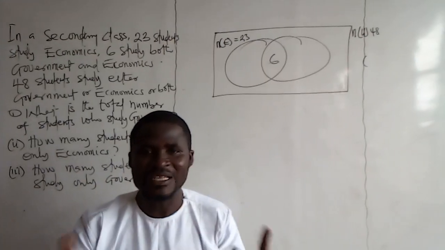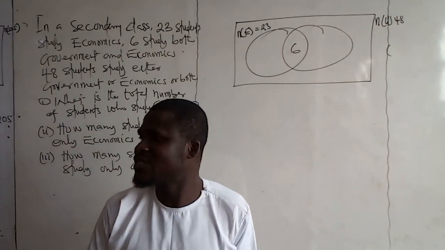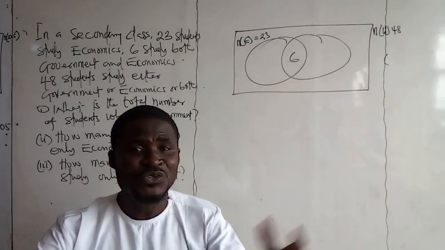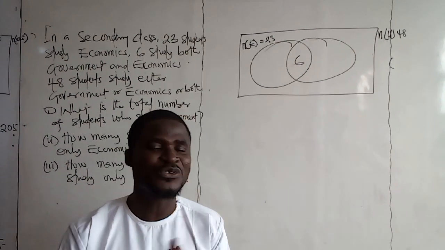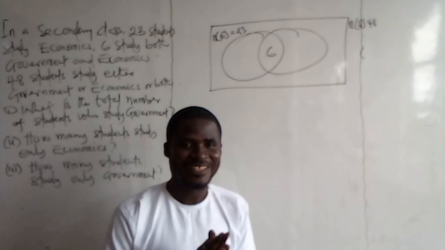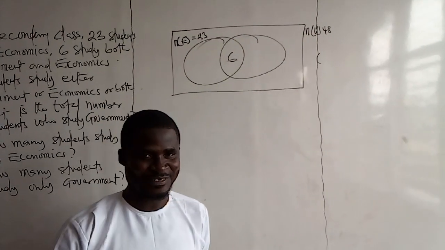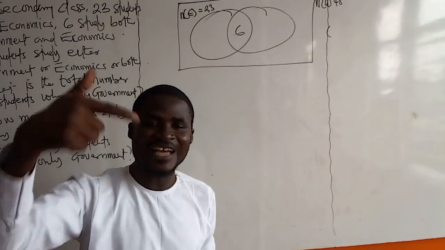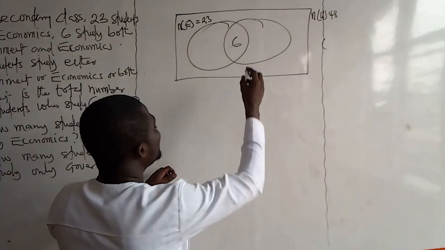They didn't give you government. So do you know those who study government? No. You don't know those who study government. So what are you going to do? Good. You are going to use X to represent it. You are going to use X to represent those who study government. So X.